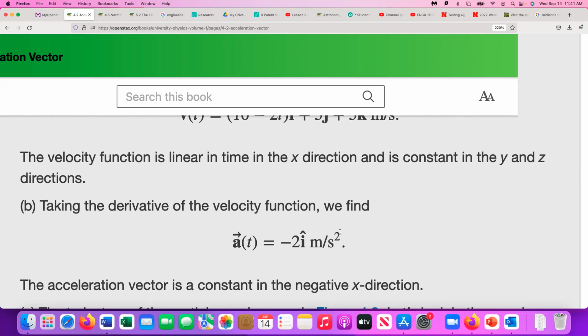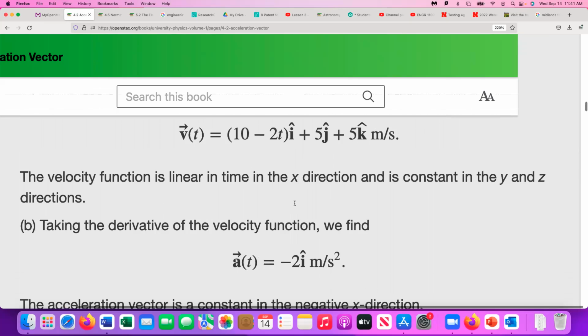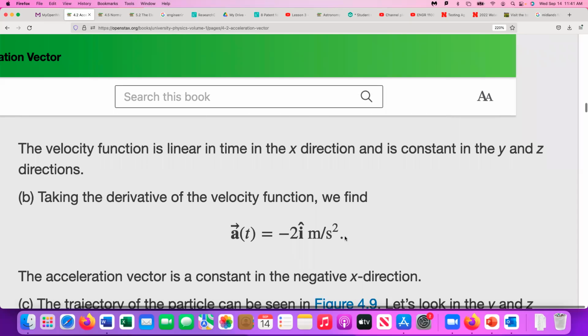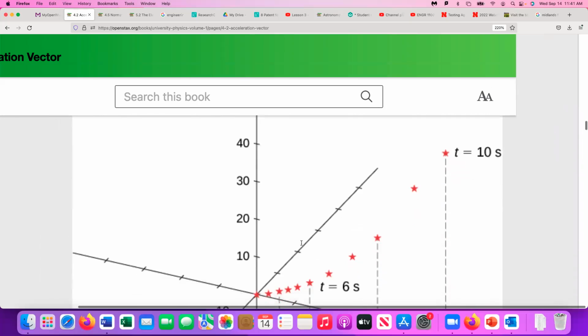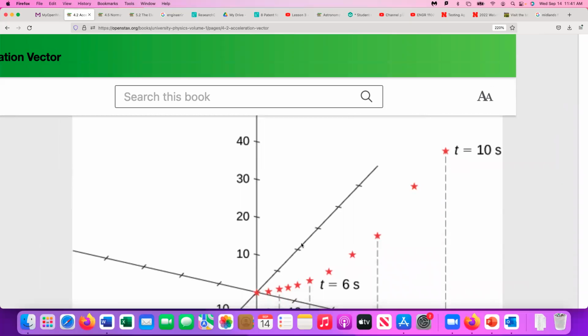So the first time derivative brought it down to a linear function for the velocity. And the second time derivative brought it down to a constant acceleration vector. So the acceleration of this particular particle is constant at negative 2 meters per second squared in the x direction, i hat direction. So if we want to calculate what the acceleration is at any particular point in time, we can plug in t into that function, but it won't change it. It'll just always be negative 2 in the i hat direction.